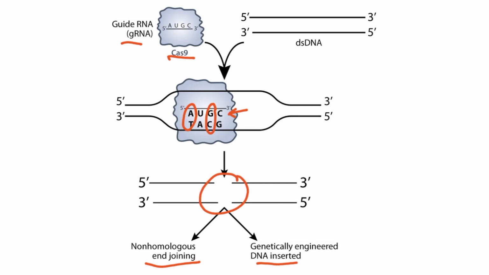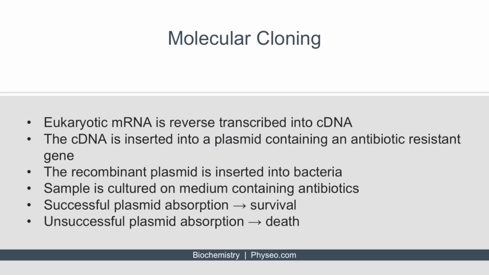Okay, now let's discuss molecular cloning. Molecular cloning is a lab technique that allows us to insert a eukaryotic gene of interest into bacteria. In the first step, eukaryotic mRNA is reverse transcribed into cDNA. The cDNA is inserted into a plasmid containing an antibiotic-resistant gene.